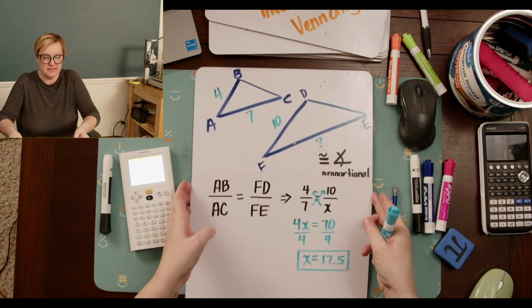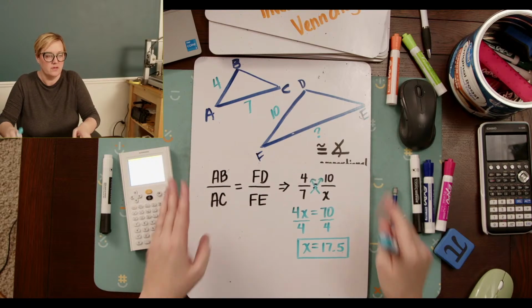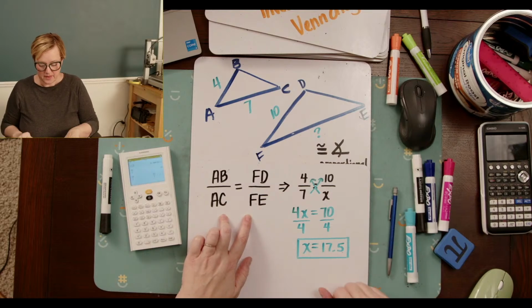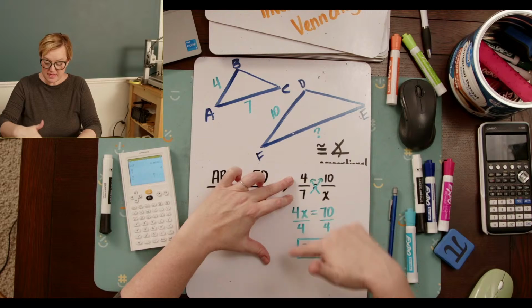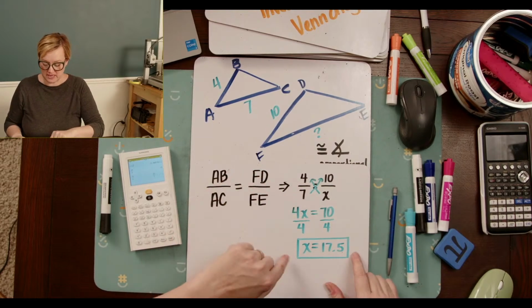Okay, so we set up the proportion with the side lengths. We filled in what we knew, and then we cross multiplied and solved that to get our answer. So we've got 17.5.